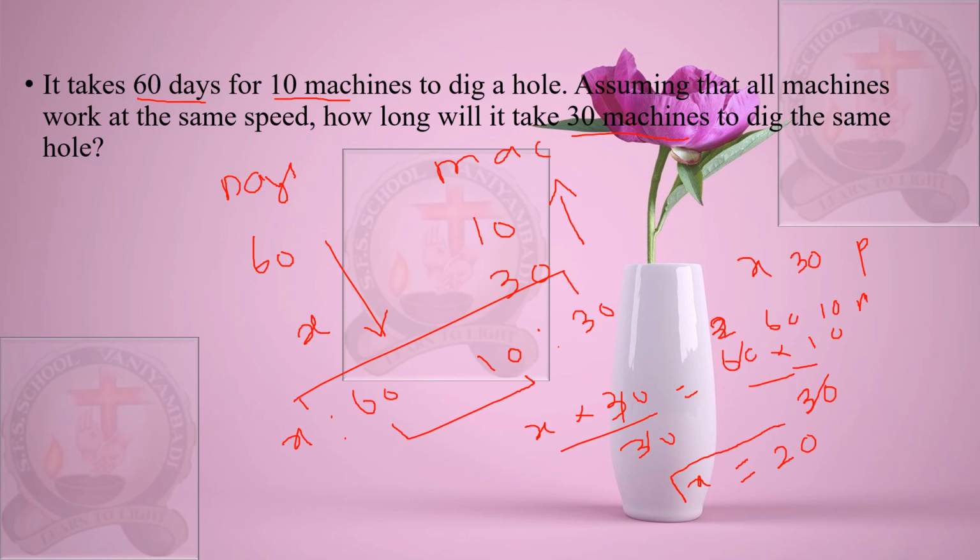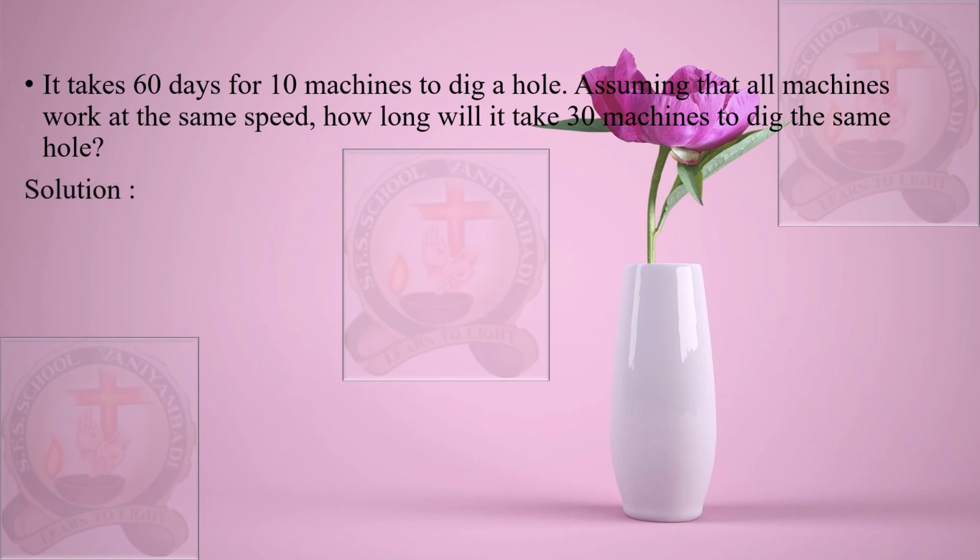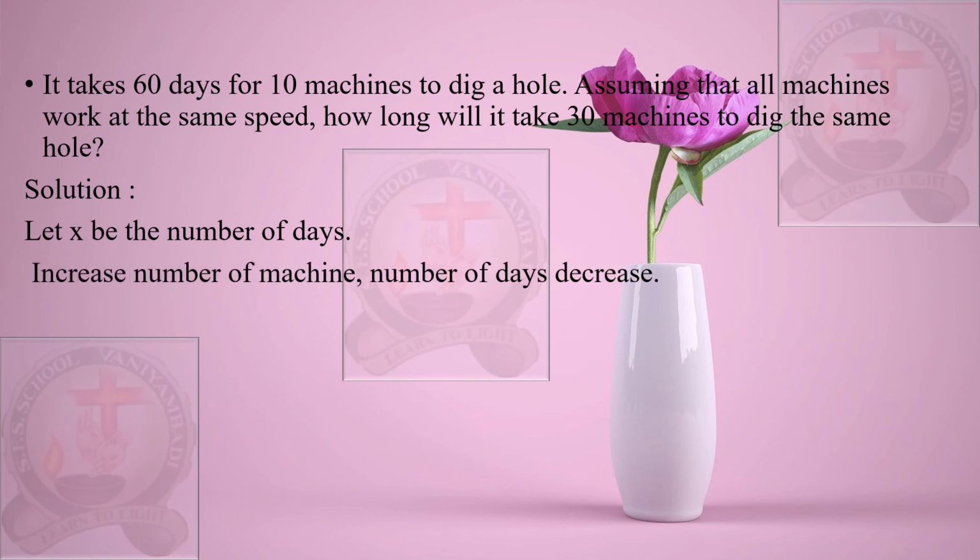Okay, the value of x is equal to 20. So now children, already I have assumed what x is here. X is nothing but the number of days taken by the machines. How many machines? 30 machines. Okay children, so this is what we got as the answer.